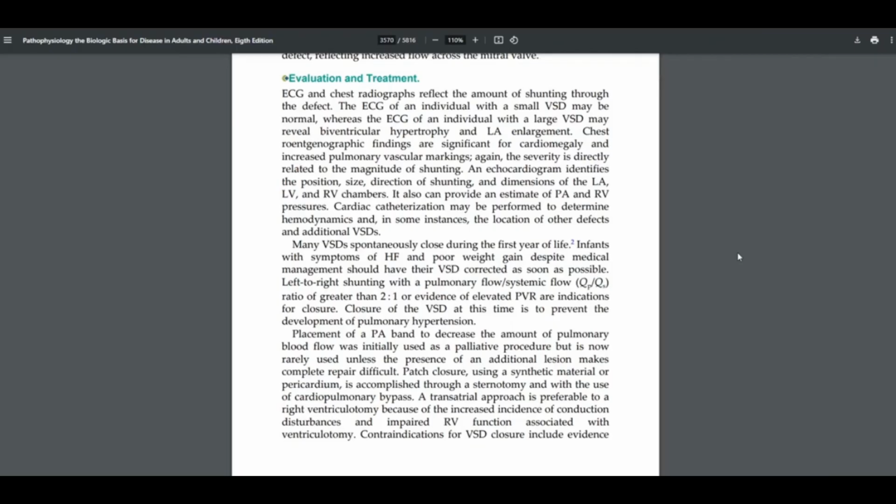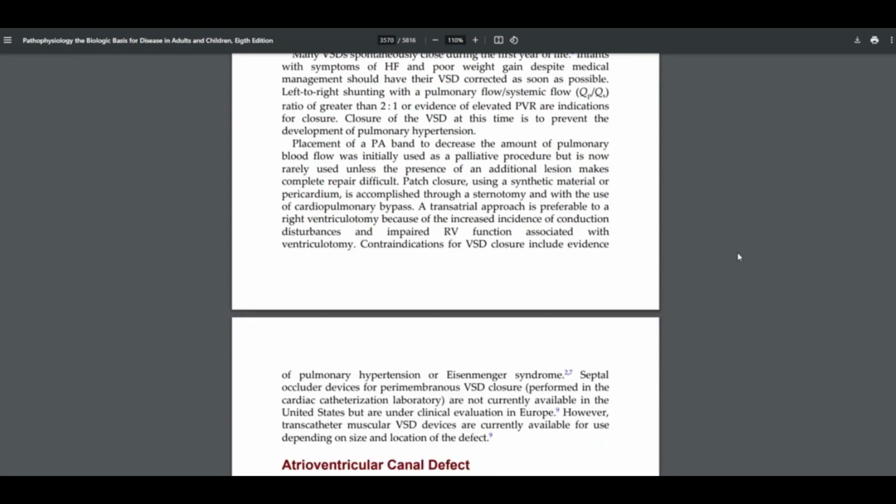Infants with symptoms of heart failure and poor weight gain despite medical management should have their VSD corrected as soon as possible. Left to right shunting with a pulmonary flow to systemic flow ratio of greater than 2 to 1 or evidence of elevated PVR are indications for closure. Closure of the VSD at this time is to prevent the development of pulmonary hypertension. Placement of a PA band to decrease the amount of pulmonary blood flow was initially used as a palliative procedure, but is now rarely used unless the presence of an additional lesion makes complete repair difficult.